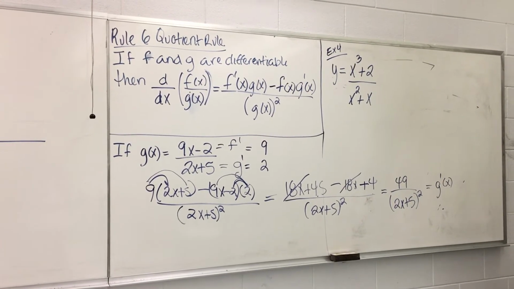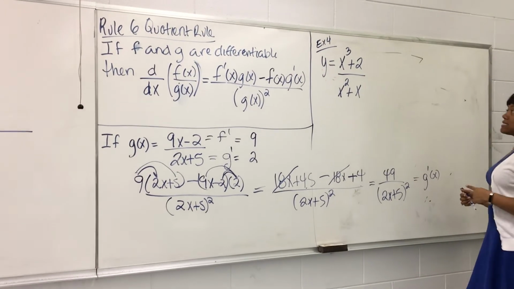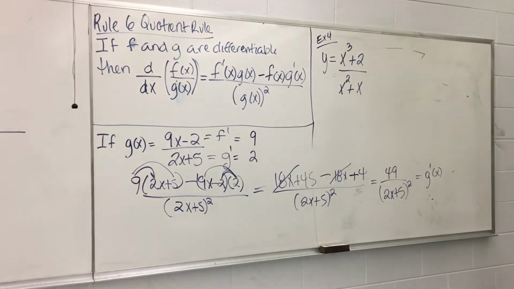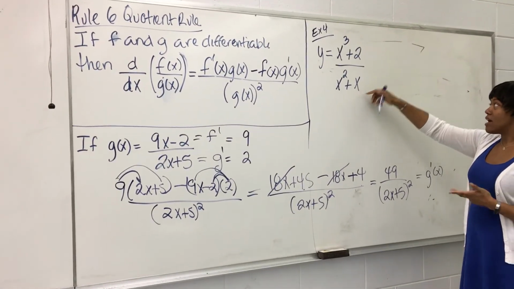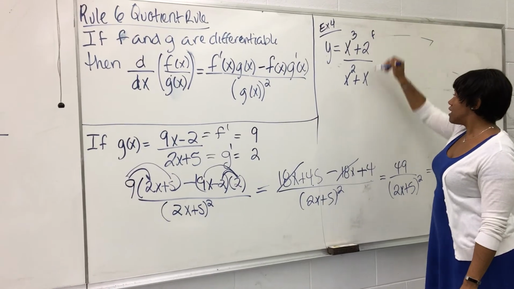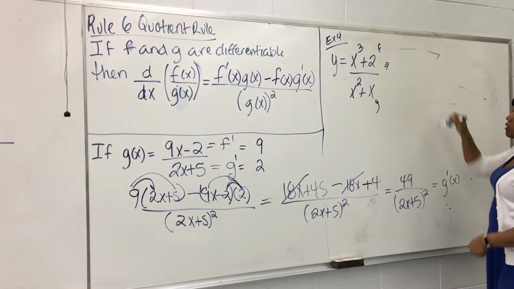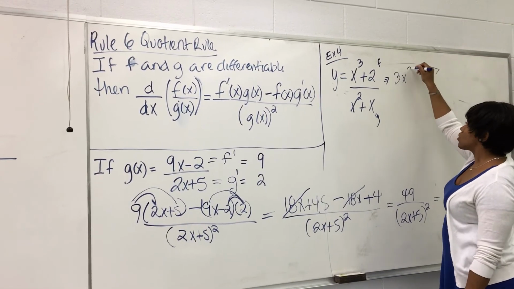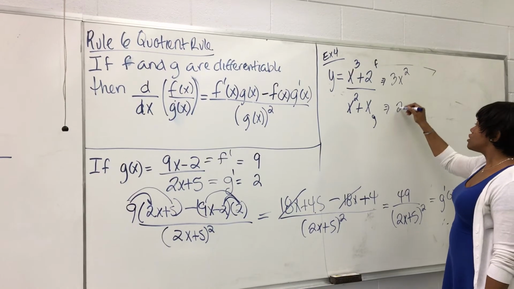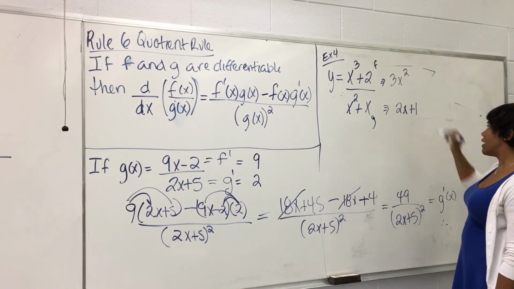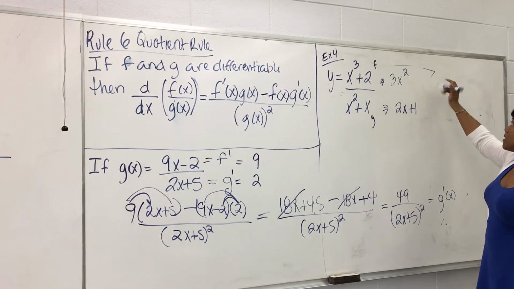All right, so let's do one more, maybe something a little bit more intricate. For the last example, I have y equals x cubed plus 2 divided by x squared plus x. Again, this is your f and this is your g. The derivative of the top would be 3x squared, and the derivative of the bottom will be 2x plus 1. If you're still working on trying to find the derivative, it will be a little bit challenging.